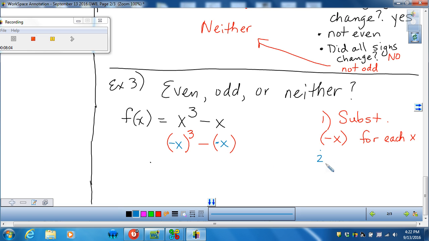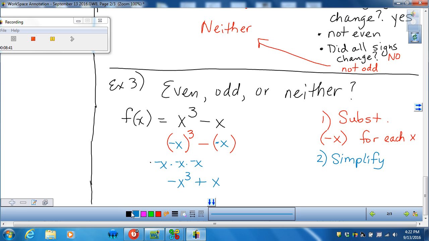Step number 2, just like before, we're going to simplify. We want to try to make this look a little simpler. So this time we've got negative x times negative x times negative x. You get 3 negatives being multiplied together. That gives you a negative. And x times x times x is x cubed. Even though it doesn't look a whole lot simpler, it is because the parentheses are gone. On the next one, we've got a minus times a negative. That makes a positive x.